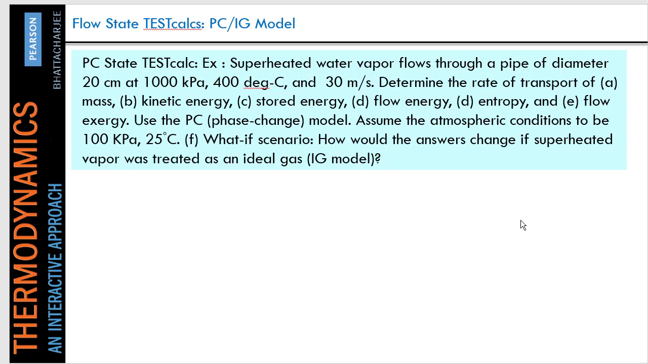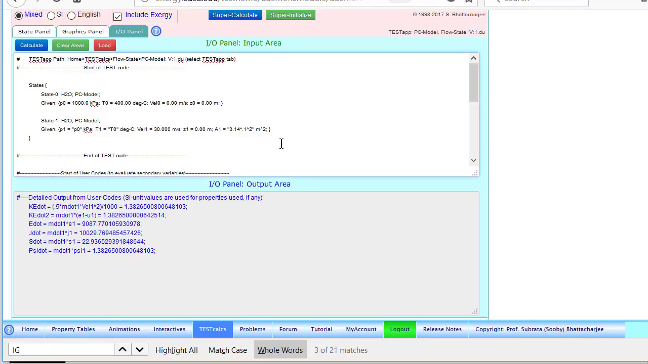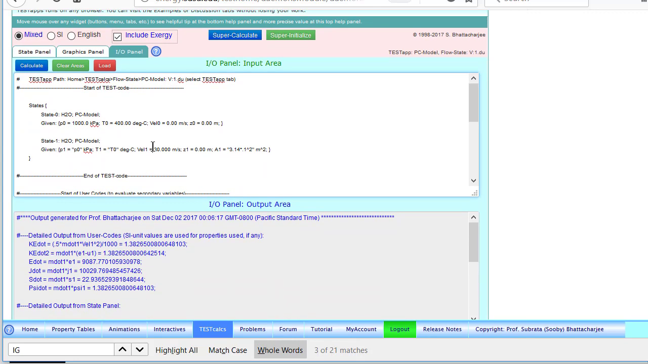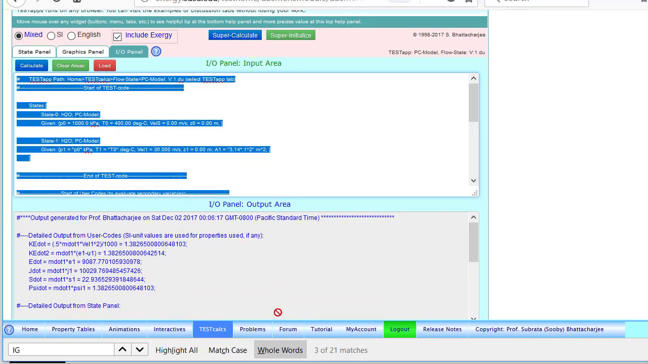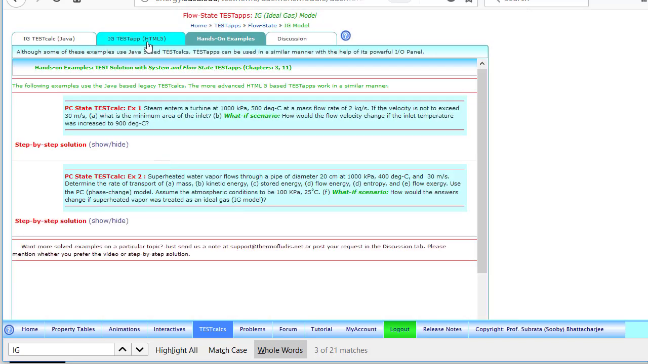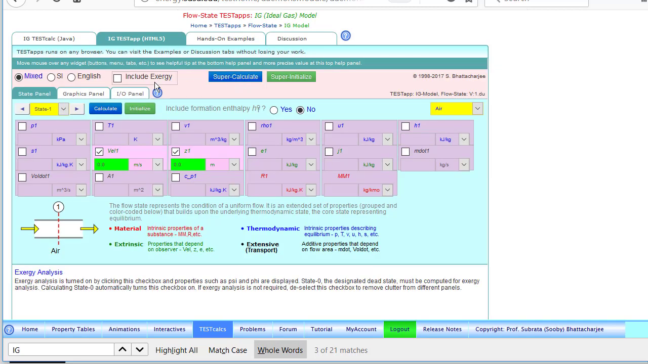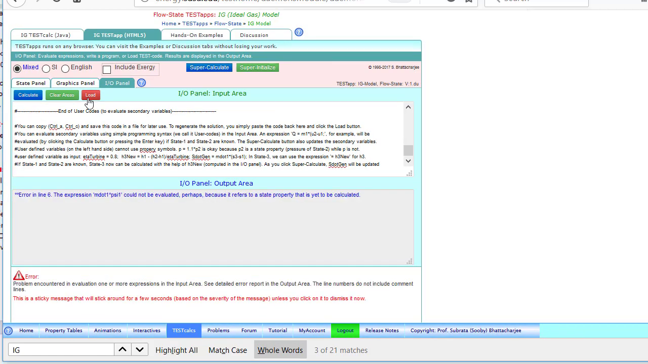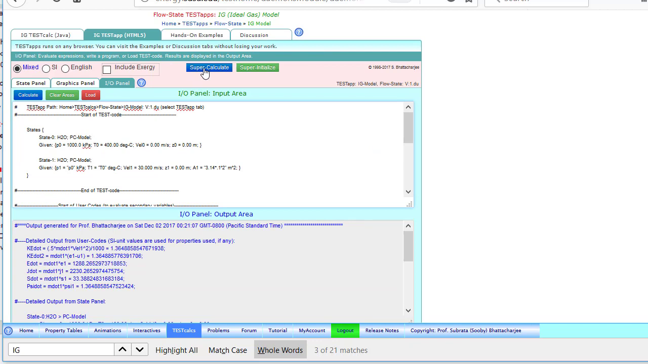The next part asks how the answers would change if the steam was treated as an ideal gas rather than the PC model. So we will hit super calculate from our PC model, and it'll generate some TEST code up here. And we can just hit Control A, Control C to copy it, and then go to flow states, and then the IG model for ideal gas. And then we can Control V that code in, and then hit load, and then hit super calculate, and you'll get all the answers for the IG model.